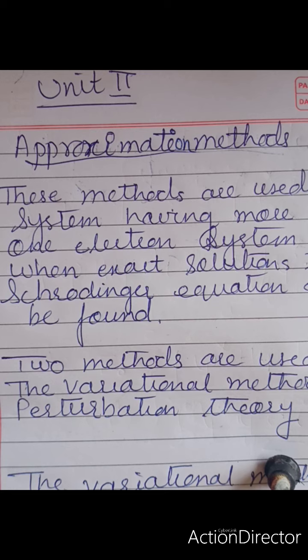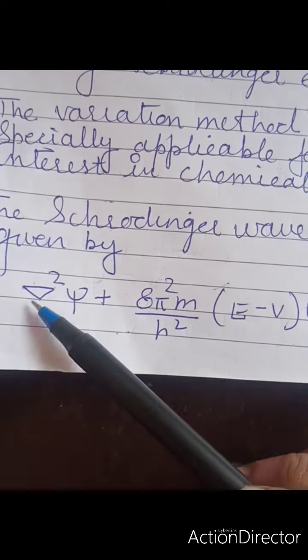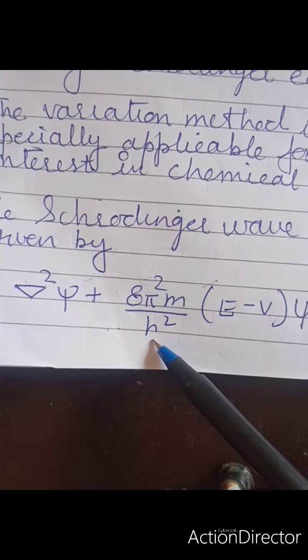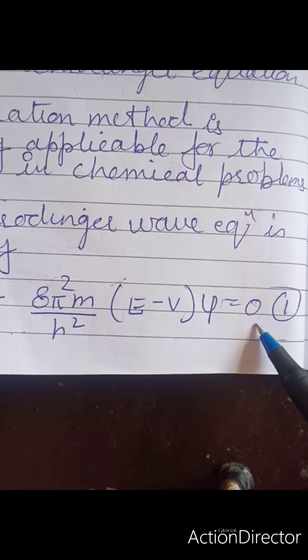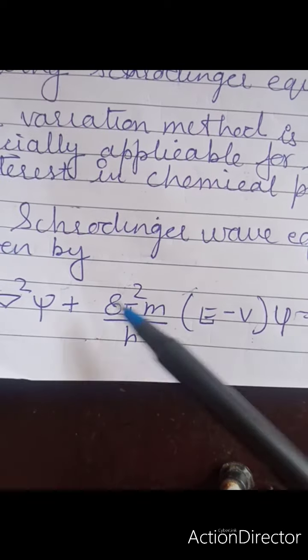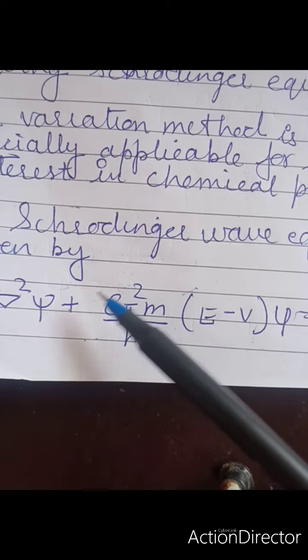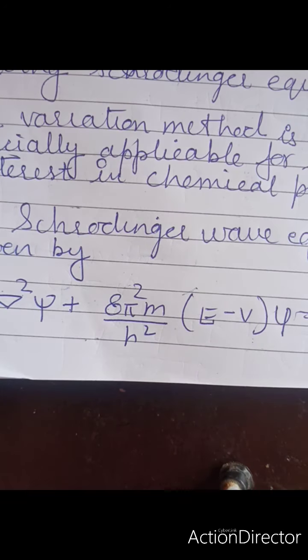So let us try to see the Schrödinger wave equation. This is the Schrödinger wave equation, that is del square psi plus 8 pi square m upon h square (E minus V) psi is equal to 0. Now what we will be doing is rearranging this equation, that is, the whole equation we will be multiplying by minus h square upon 8 pi square m. So let us see what we will get.